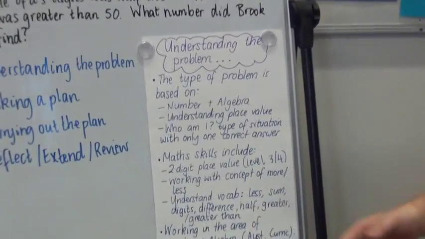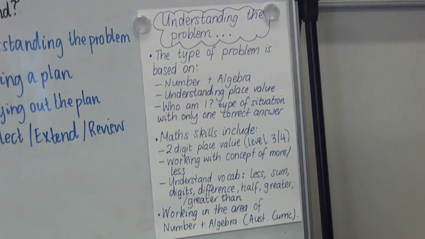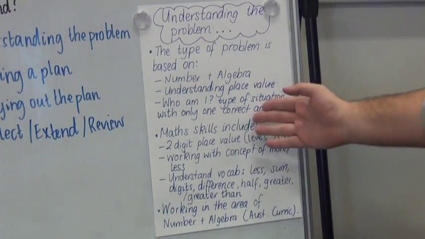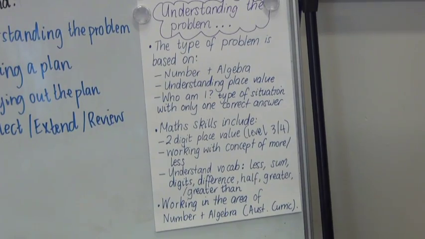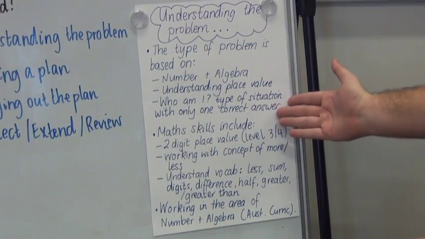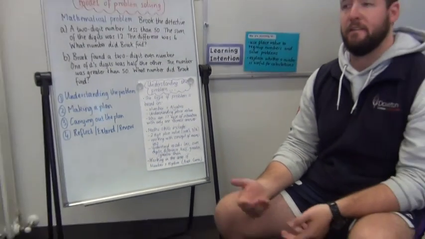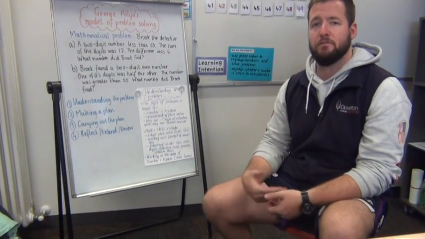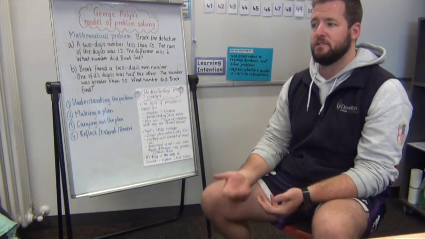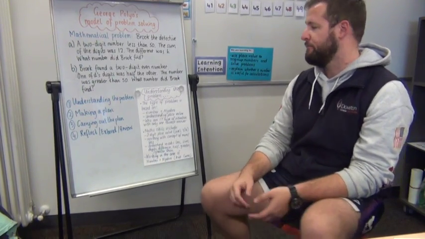Understanding place value in terms of two-digit numbers, single-digit numbers, and what digits actually stand for. The "who am I" question, which this type of situation has only one correct answer. Normally mathematical problems have many different answers and are very open-ended. This is closed, which provides us with a solution to the problem so everybody leaves happy.